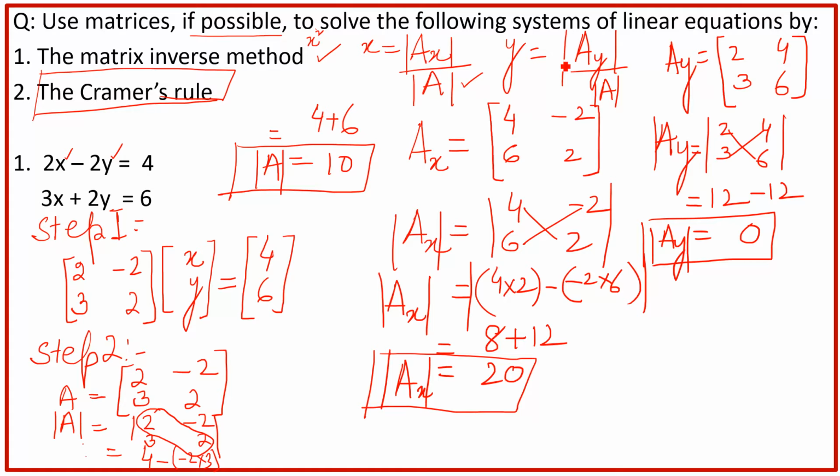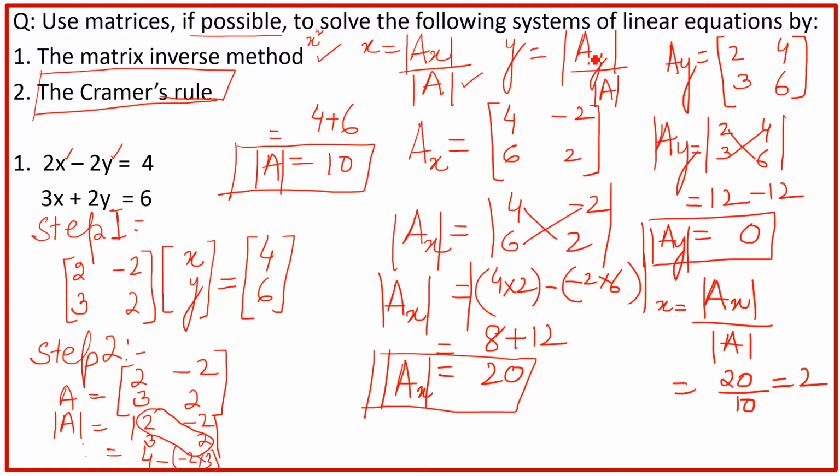Now you have to write down this formula. I have mentioned it here only to show you what we are going to do, how we will calculate the value of x and y. So x is equal to a of x determinant divided by the determinant of a. So what is the value of a of x? A of x is 20, and the determinant of a is 10, which is equal to 2. So the value of x is 2.